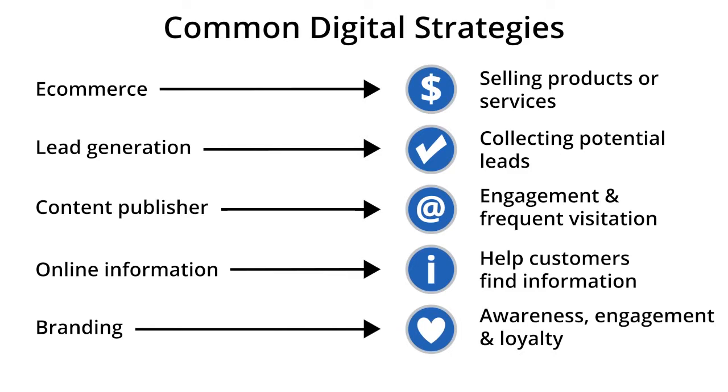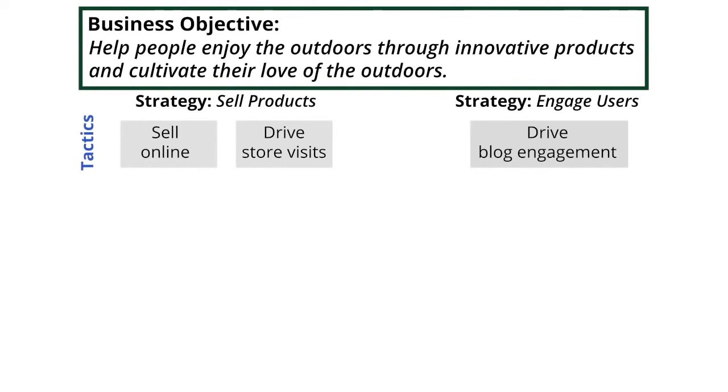Let's continue breaking this down. The next step is to choose the key performance indicators, also referred to as KPIs. These are the measurements of your strategies and tactics and are the numbers that you'll look at day to day to understand how your business is performing.